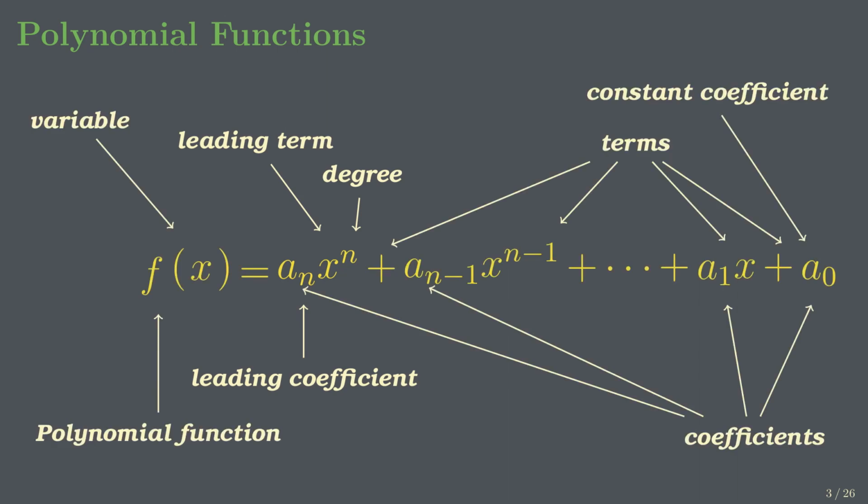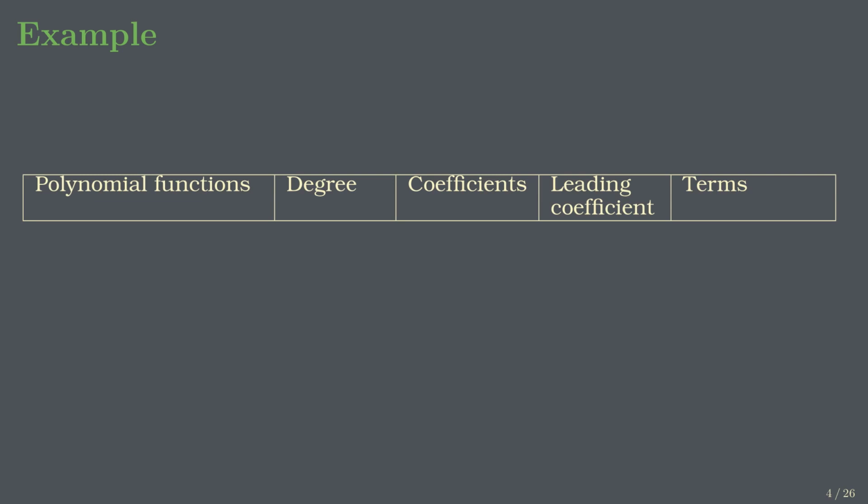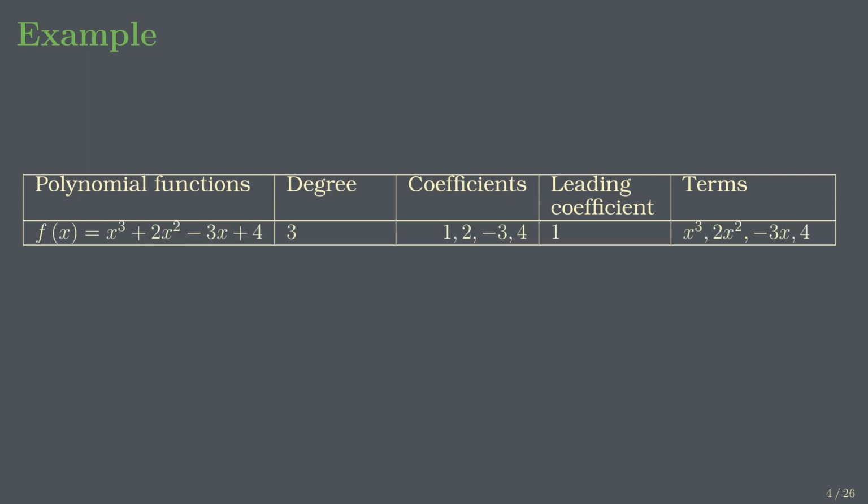So these are terminologies for polynomial functions, which you should remember. You have the name, variable, coefficients, constant one and leading one, terms, and degree of the polynomial. Now let's take a look at some examples. We give several polynomial functions and try to identify the corresponding notions like degree, coefficients, or terms.